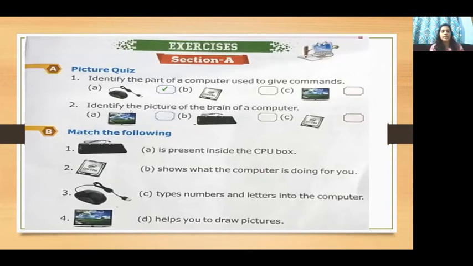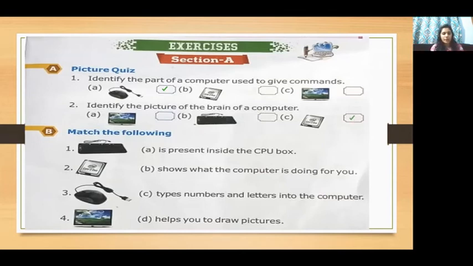Then the second question. Identify the picture of the brain of a computer. What is the brain of a computer? CPU. So this is the picture of a CPU, okay? This is keyboard and this is a monitor. CPU is the brain of a computer. So you can put a tick mark here.